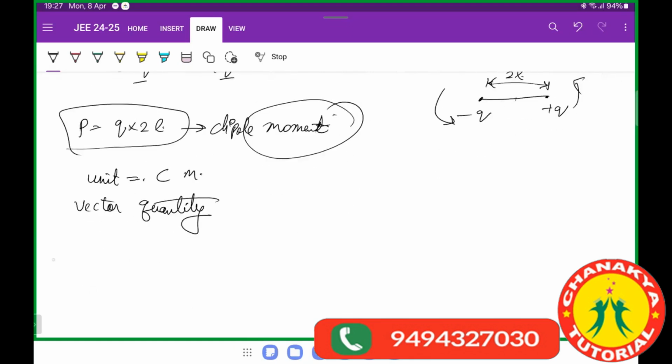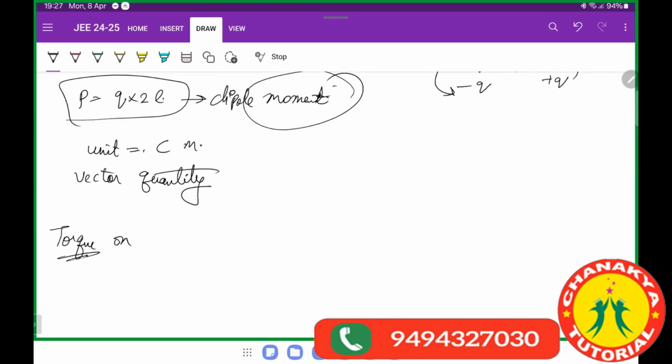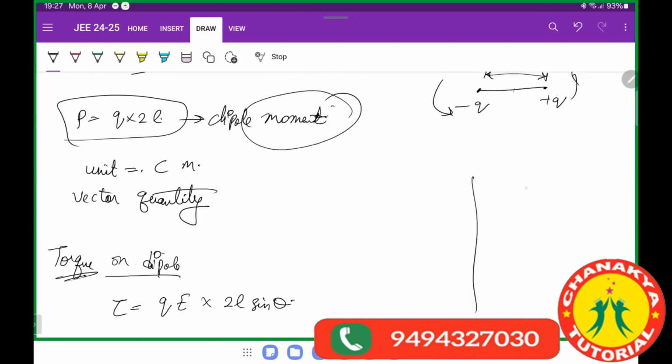Next is torque on a dipole. Tau equals QE into 2L sine theta. This is the dipole. This is theta, so it's rotated at this angle. So this will become the sine component. So what is the length of this? 2L. So 2L into sine theta.